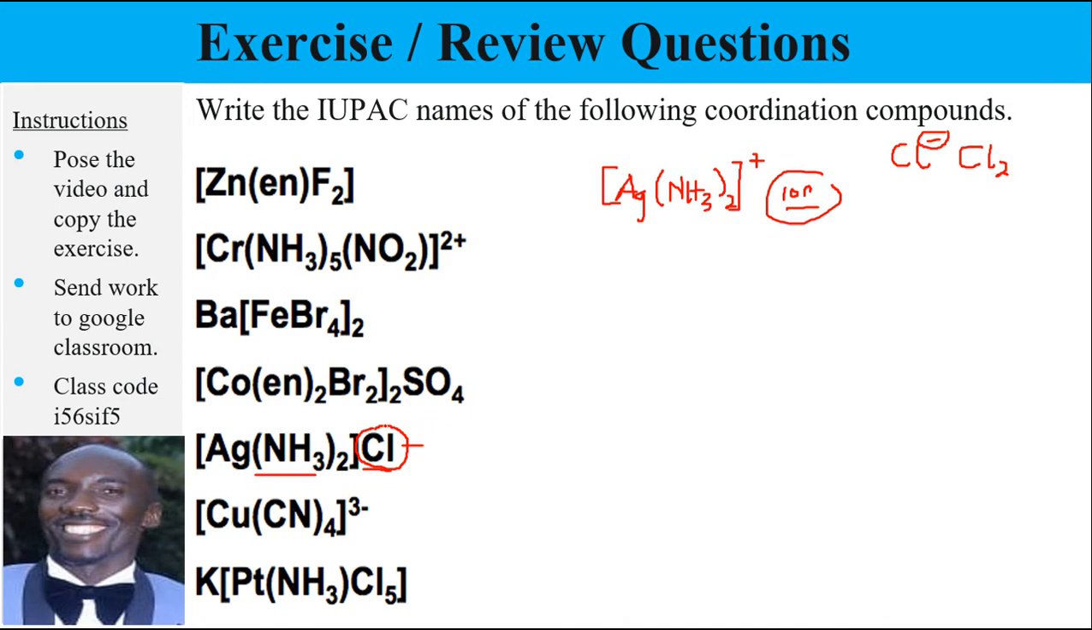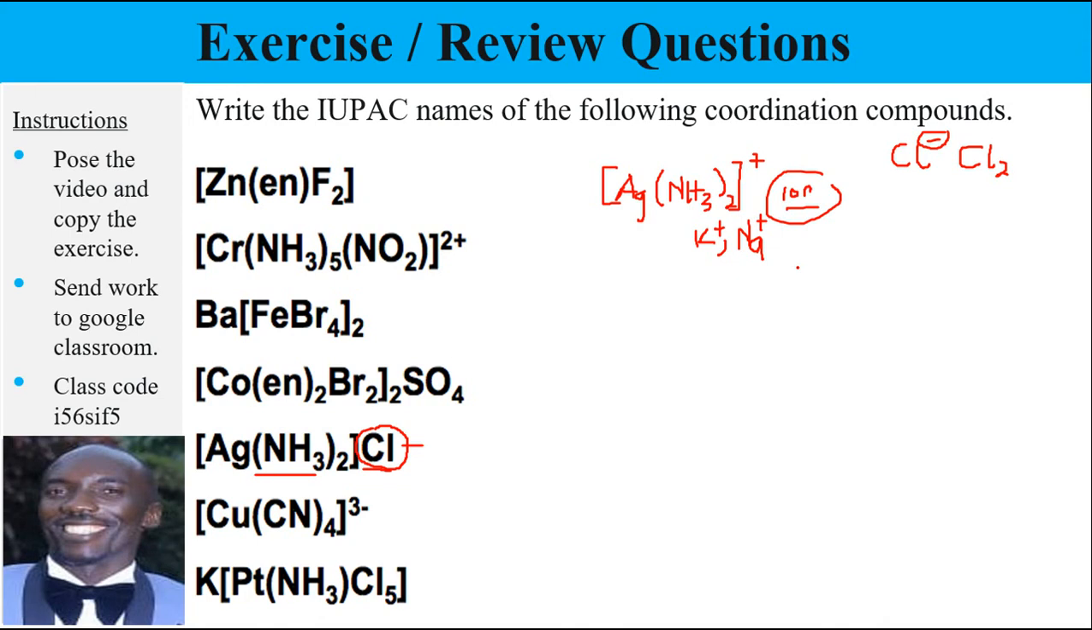And if it doesn't change, then it helps you in naming the whole compound. So in rule number 1, we say that if you have a cation, it is named first. And if you have an anion, it is named last.